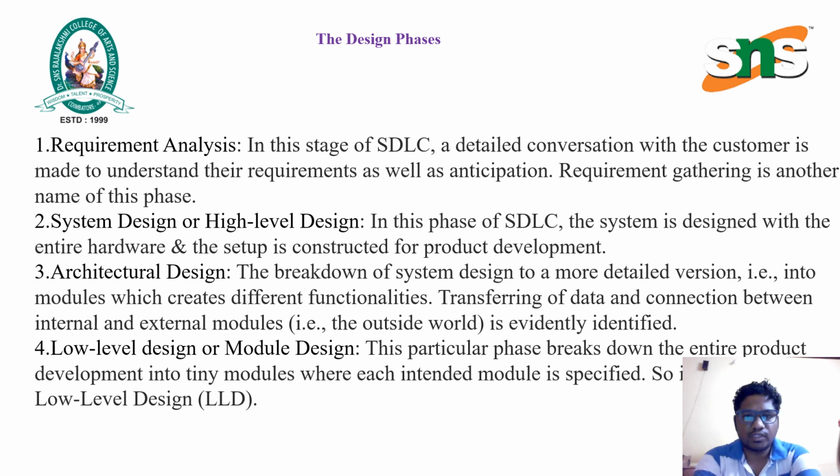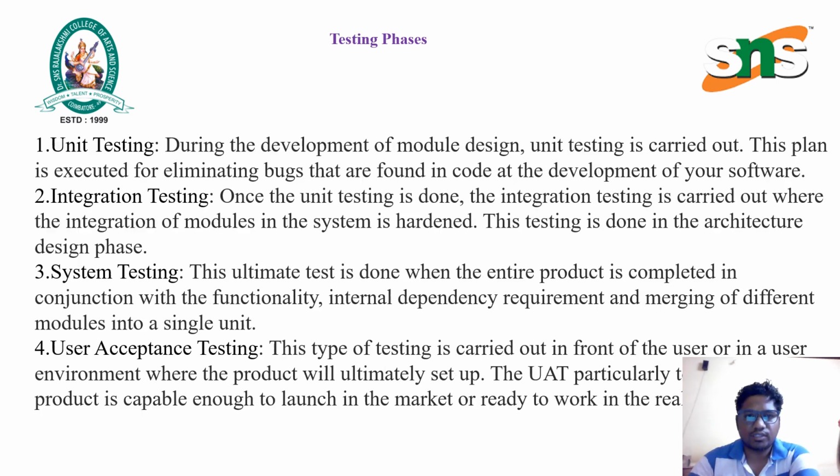Third is architectural design. It is the breakdown of the system design into more detailed versions, for example into modules which create different functionality. It covers the transfer of data and the connection between internal and external modules. Fourth is low level design or module design. This process breaks down the entire product development into tiny modules, where each module is specified. This is LLD, low level design.